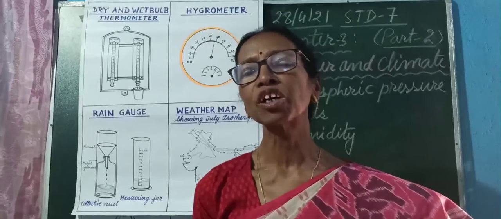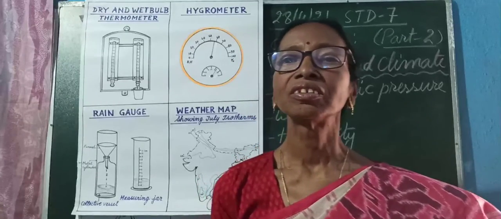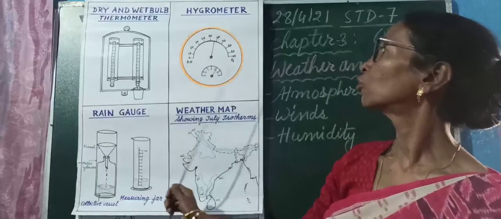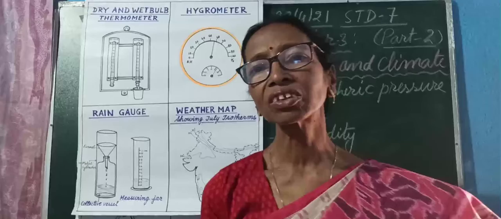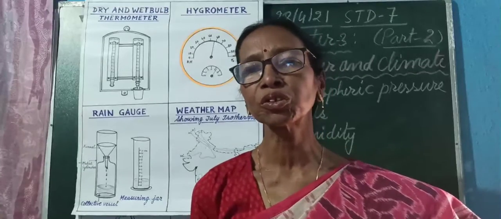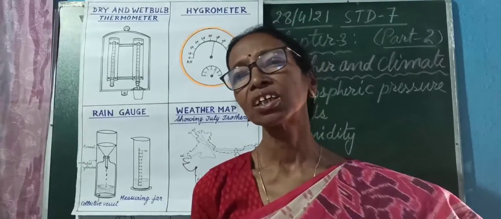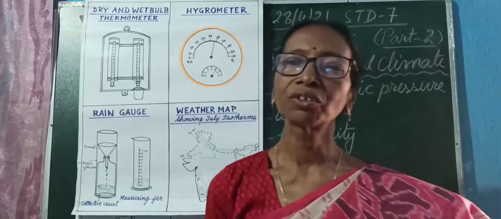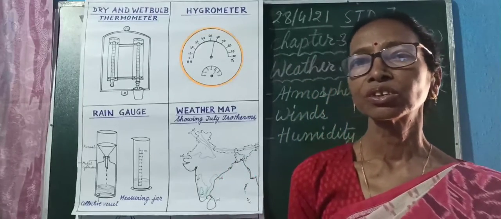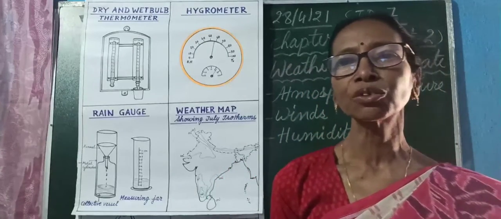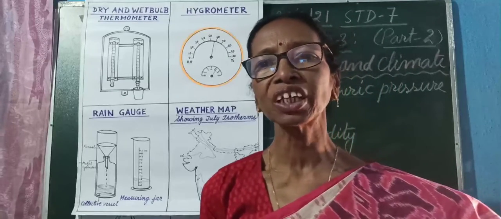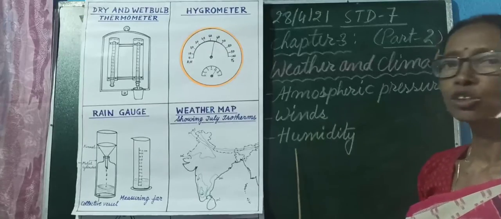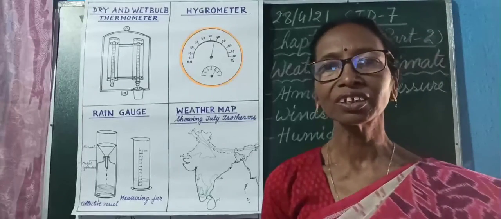So, do remember. And the hygrograph or hygrometer measures the humidity present in the atmosphere continuously and gives information about the humidity present in the atmosphere on a graph. So, what you have studied today about 3 important elements are atmospheric pressure, winds and humidity. Do learn and do remember.